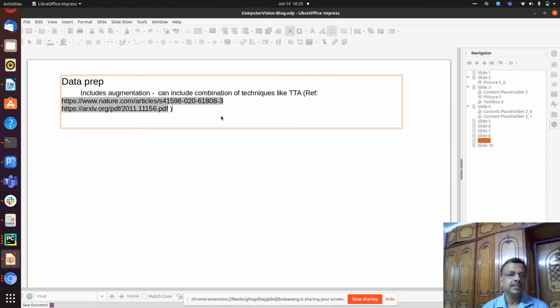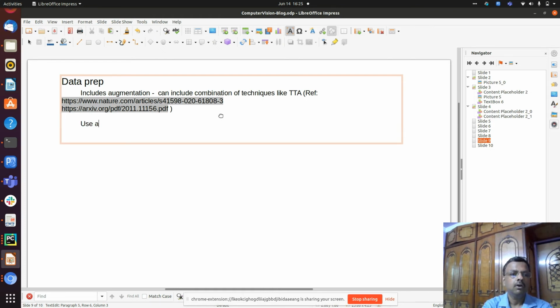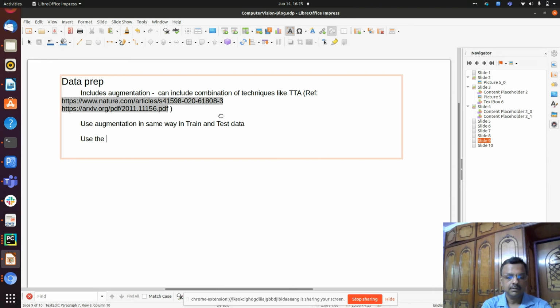Now, what test time augmentation says, and I've given the reference in this research paper, is use augmentation in the same way in train and test data. That means if I use, let's say, five different types of augmentation in the train data, I store those images as my train data, and then I apply the exact same techniques on the test data, even including the amount of noise. It will be exact same. Then we use the majority voting to determine the actual prediction while doing inference.